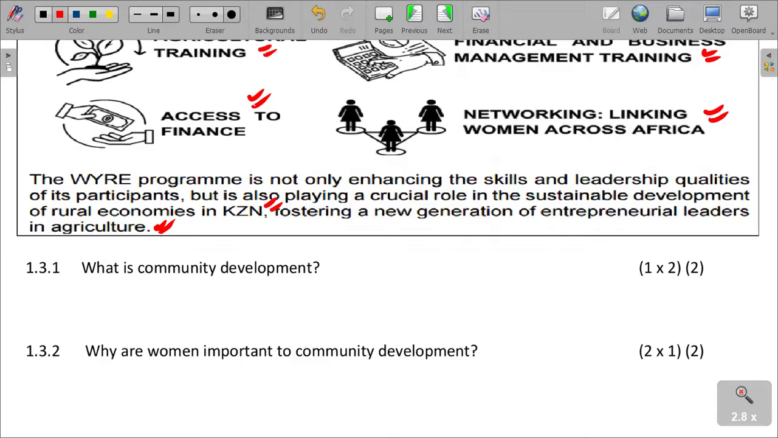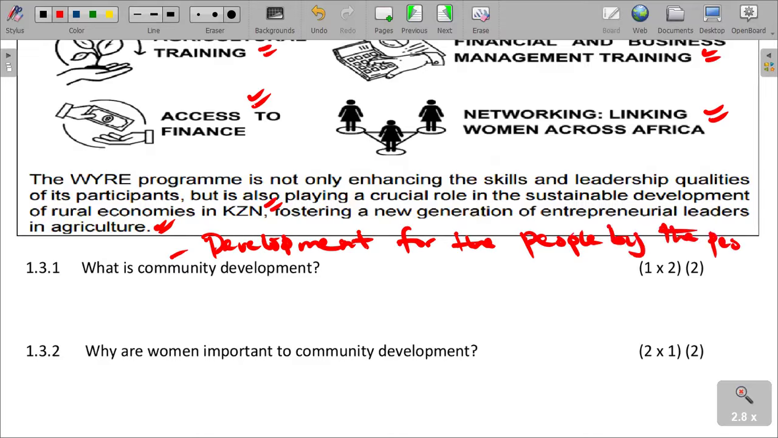So the question which reads next is, what is community development? You can say it is development for the people, by the people. Community development is development for the people, by the people.